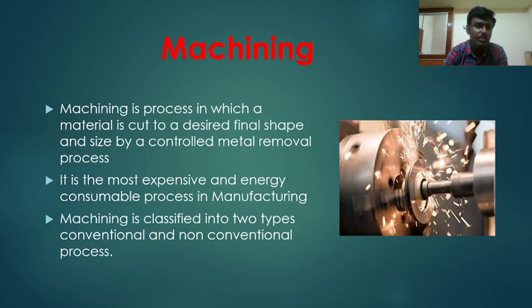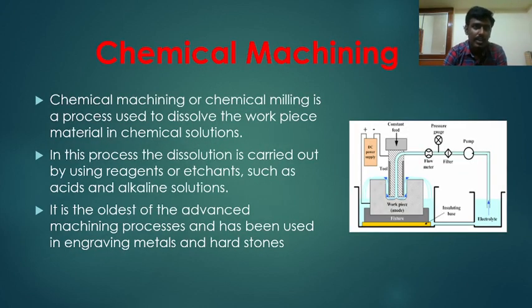In the conventional machining process, mechanical energy is used to remove the material from the workpiece, but in the non-conventional machining process, other sources such as electrical energy, lasers and chemical solutions are used to handle the machining process. And here comes chemical machining. It is a process which is used to dissolve the workpiece material in chemical solutions. We are familiar with the term machining, so it is very easy to understand this term too. In the chemical machining process, we use alkaline solutions or acids to remove the material from the workpiece. It is the starting stage for the modern machining processes.